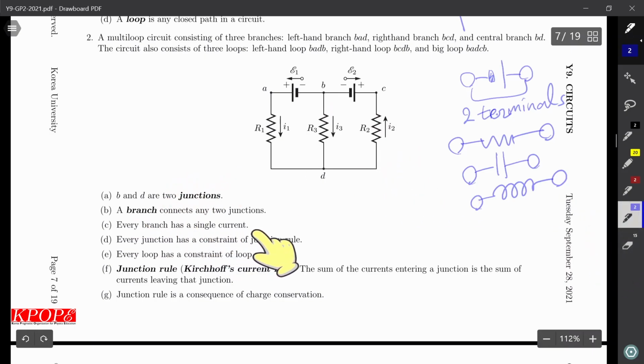Every branch has a single current. The direction of this arrow is chosen arbitrarily, and once you fix the direction, you must stick to the direction, because the current I depends on the direction. The magnitude will be the same, but the sign will be determined in a different way once you flip the direction of the current.